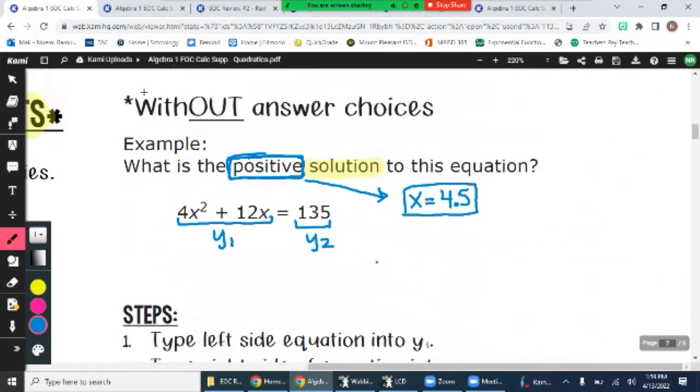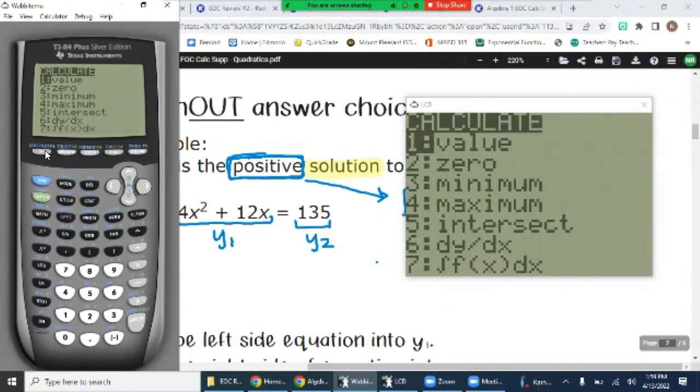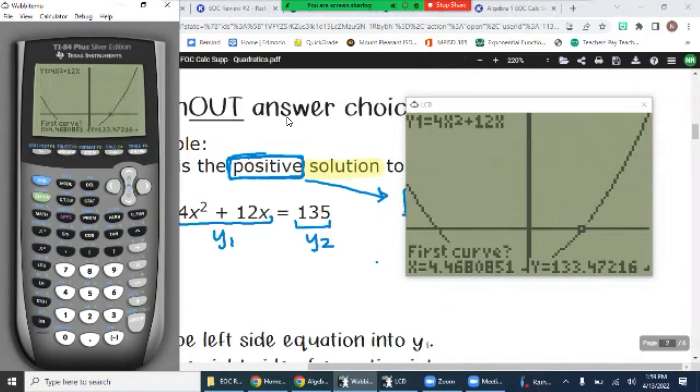But with every positive solution, there can also be a what? Negative solution. So to cover all of our bases, we also need to know how to find that negative one. So press second trace again. Second trace number 5. My little star is still on that positive side of it. So I need to actually move it this way. So hold the left arrow until you get there.